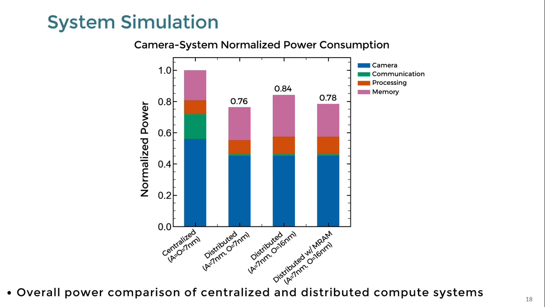Now, if we replace the weight storage for MRAM in the distributed system with on-sensor processor in 16 nanometer, the power, of course, goes down again with an improvement also in area.